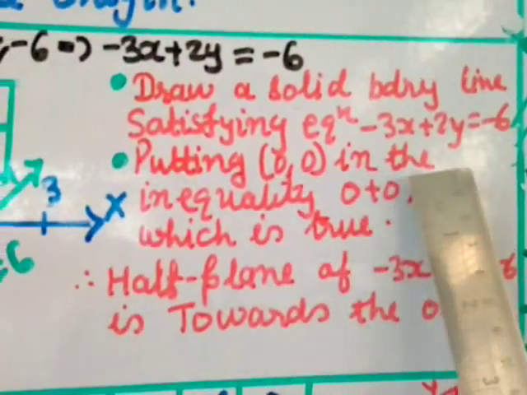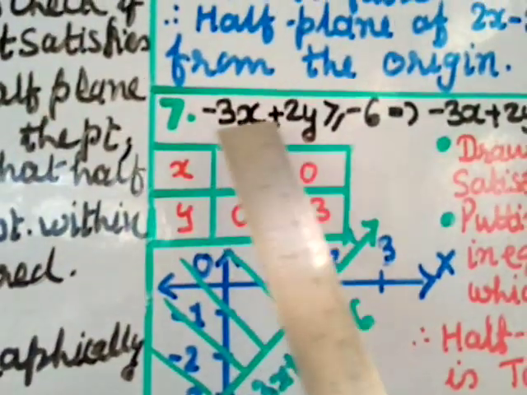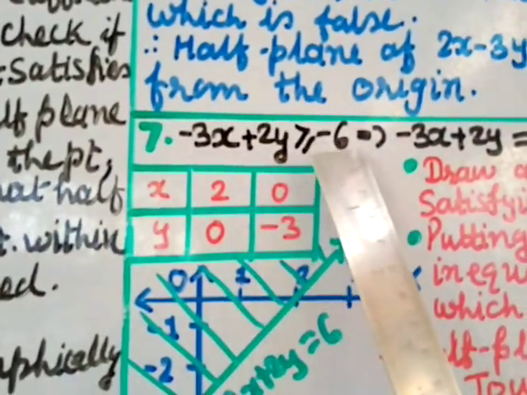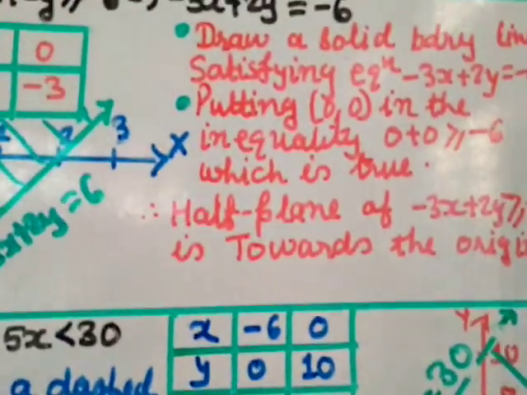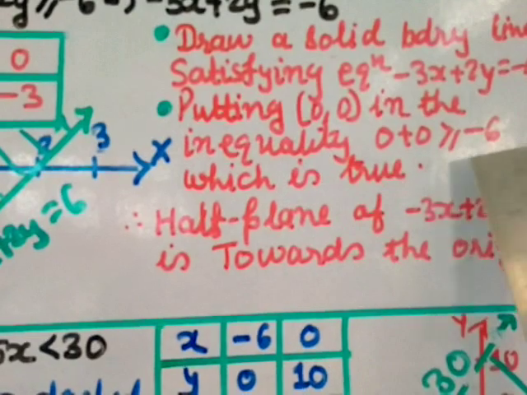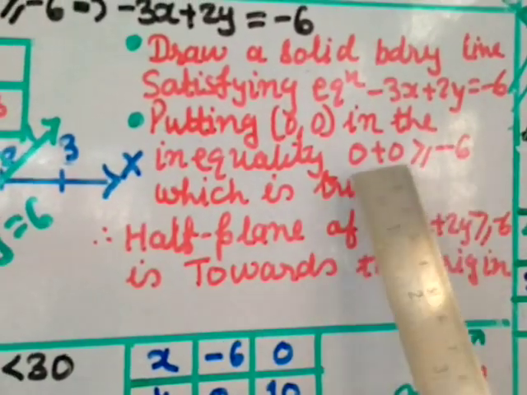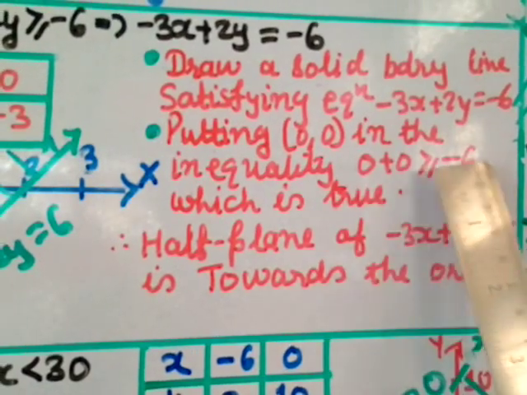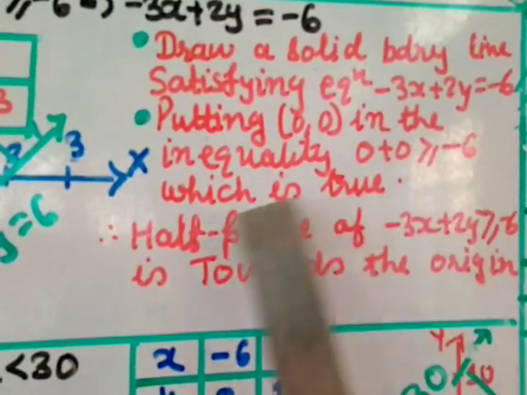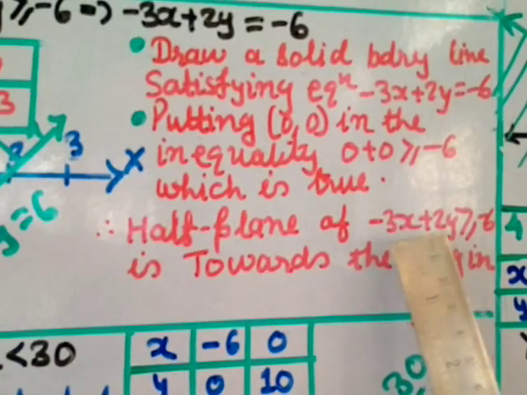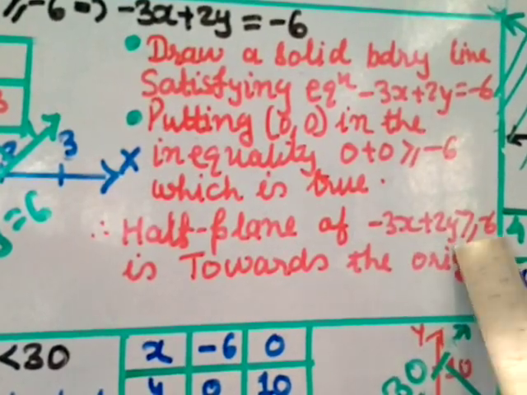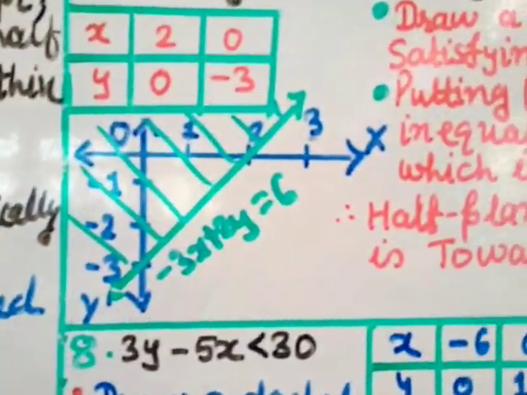Putting now 0, 0 in the inequality, put 0 plus 0 greater than or equal to minus 6. That is true, because 0 should be greater than or equal to minus 6, since minus 6 is a negative number and 0 is greater than all the negative numbers. Therefore, 0 greater than or equal to minus 6 is true. Therefore, the half plane of minus 3x plus 2y greater than or equal to minus 6 is towards the origin. That is why I have drawn it upward towards the origin.